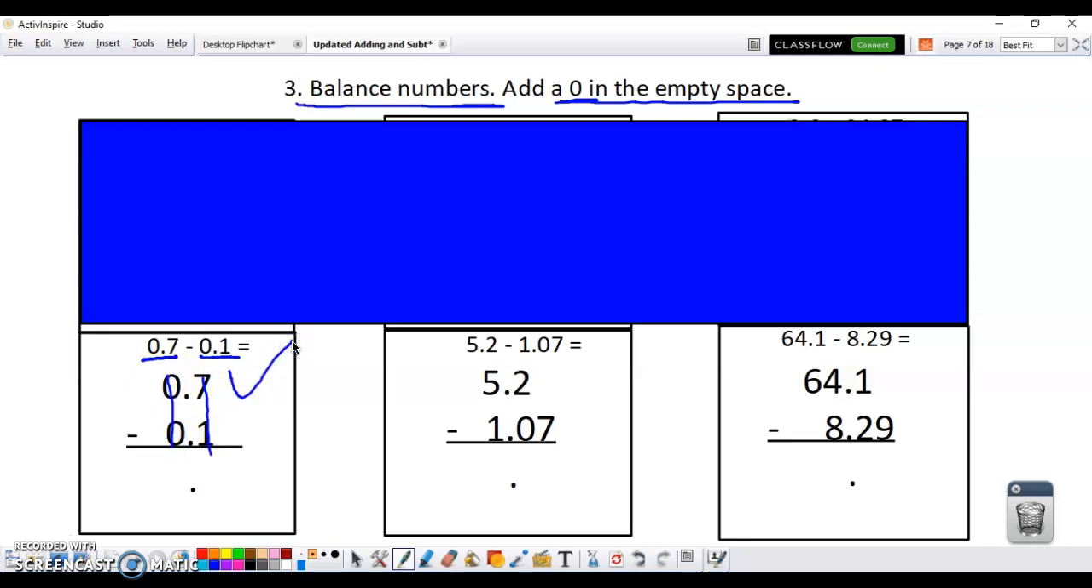Number 2: 5 wholes and 2/10 minus 1 whole and 7/100. I noticed that in this particular spot there is a zero that needs to be inputted, so you go ahead and put it. That's all step 3 is. Looking at the third example, same thing. There is a digit missing there. So again, trailing zeros, you go ahead and add your 0. That is all for step 3.